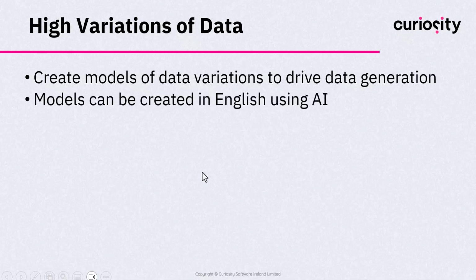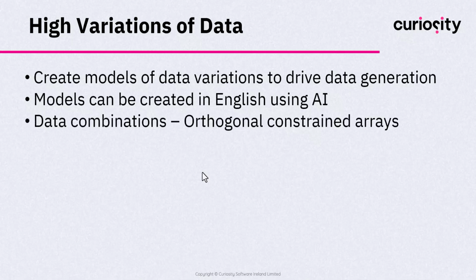Now, when you build those models, you can actually initially create them using just plain English, and we'll convert them using AI into a starter model, and then you can refine it thereafter. You can also use data combinations. Orthogonal arrays or constrained arrays is what they're called, and basically that just allows you to create maybe thousands of different combinations without having to worry about modeling. It's particularly good for things like negative testing.